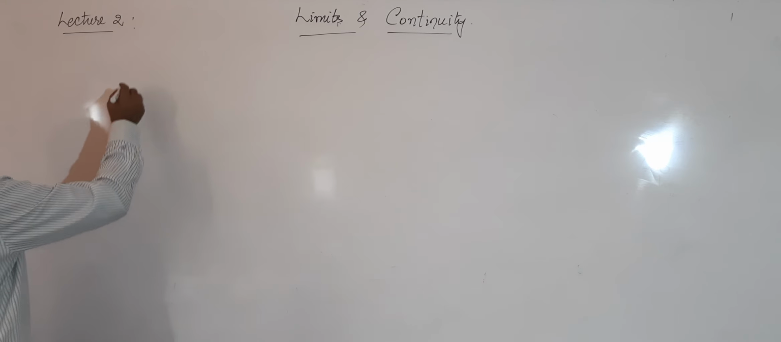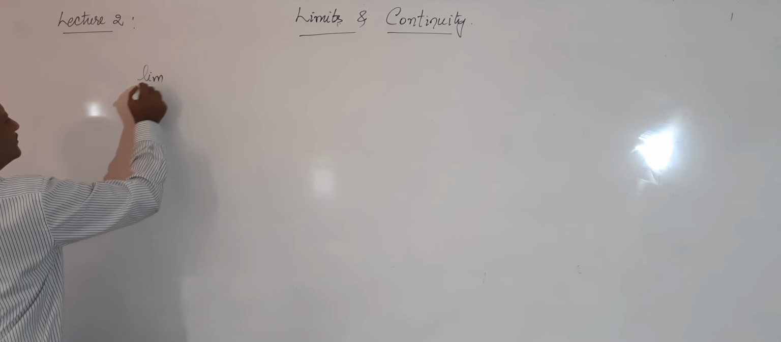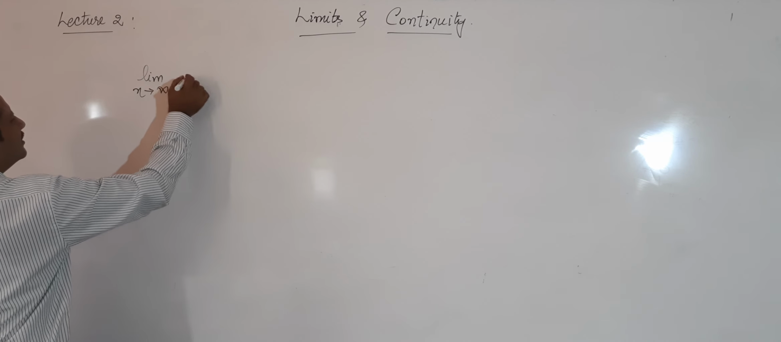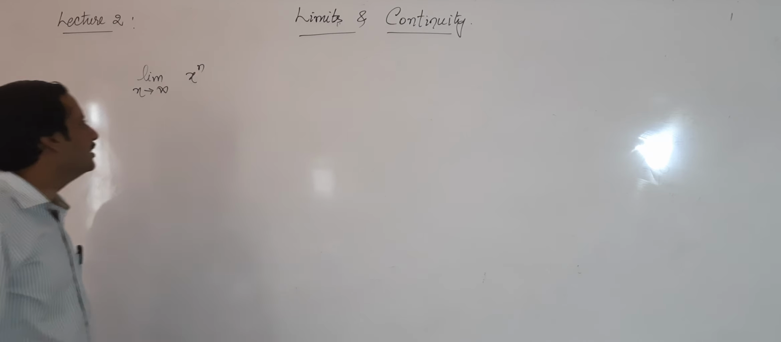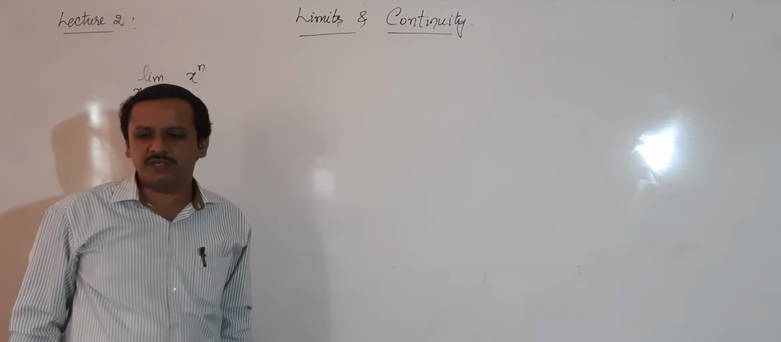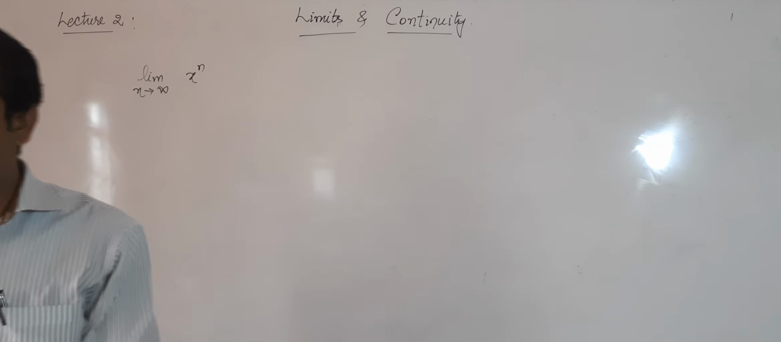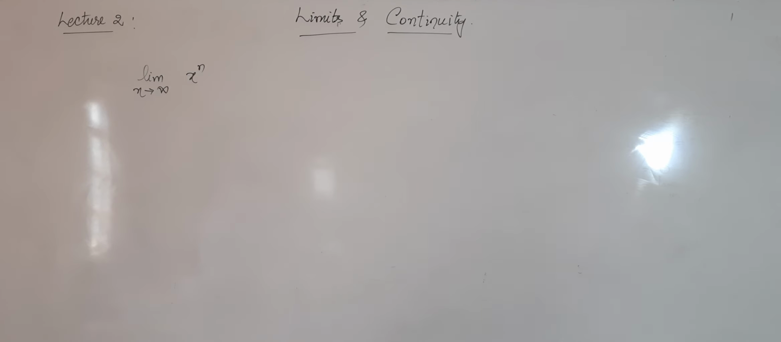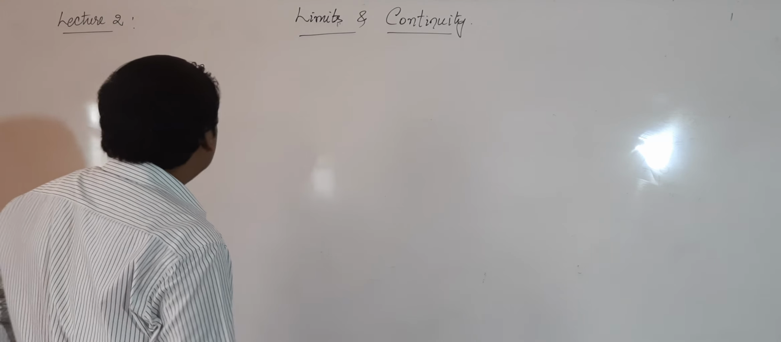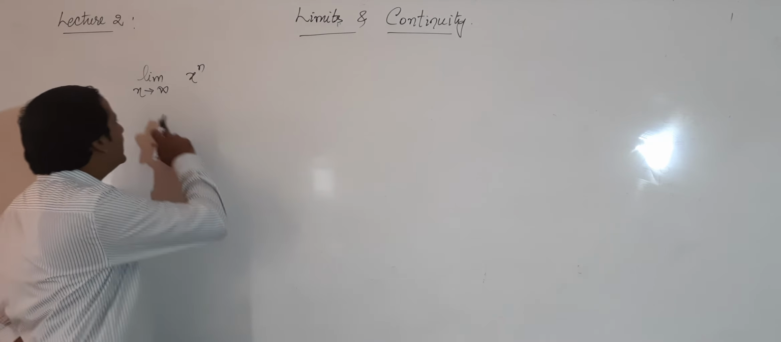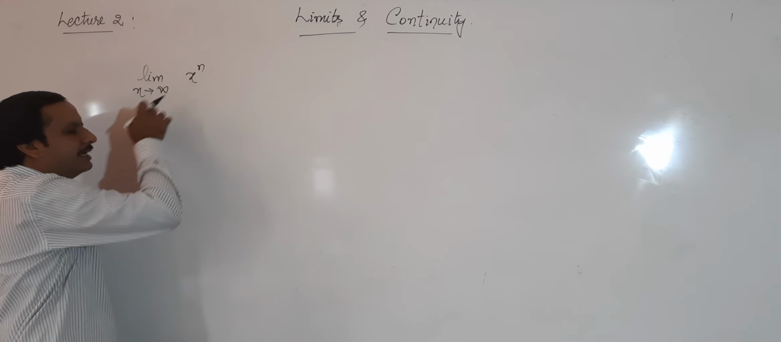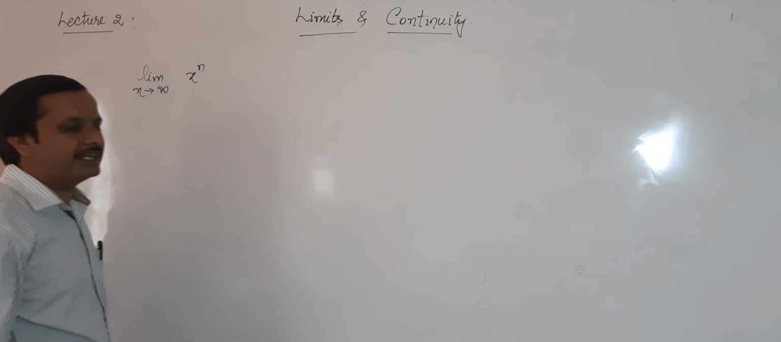Next, limit as n tends to infinity of x to the power n. What happens to this? Now two cases will arise, whether x is less than 1 or greater than 1. Let us say x is less than 1. Here the power n is tending to infinity, and I will take x less than 1.